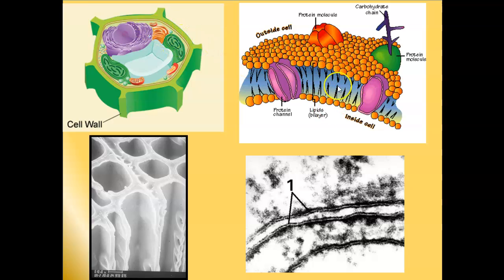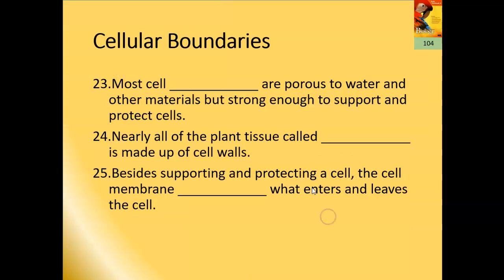But again, it actually consists of two layers. I mean, you can see the two layers. There's one layer there and one layer there, or here you can see one layer here and one layer here. So if we look at that in a little more detail, we'll get to that in just a second. So we'll say most cell walls are porous enough for other materials, but strong enough to support and protect cells. So that's going to be cell walls.